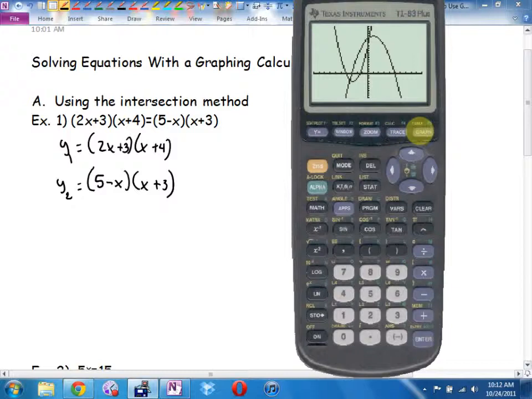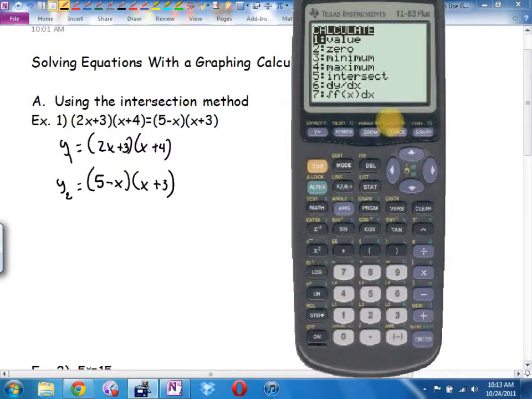I want to do a calculation. What does it say in yellow letters above the trace button? Calc, for calculation. Second function, trace. That brings you your calculation menu.